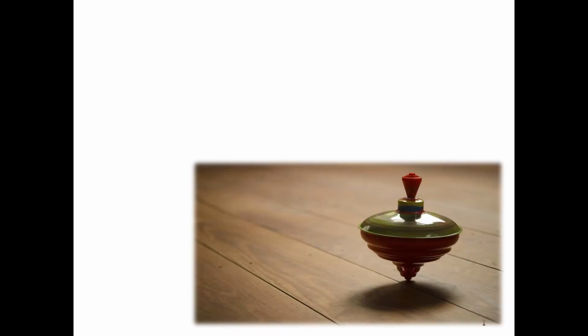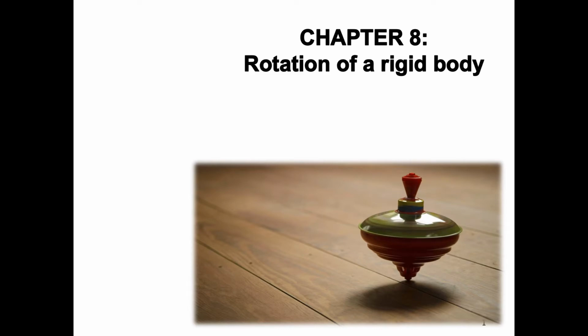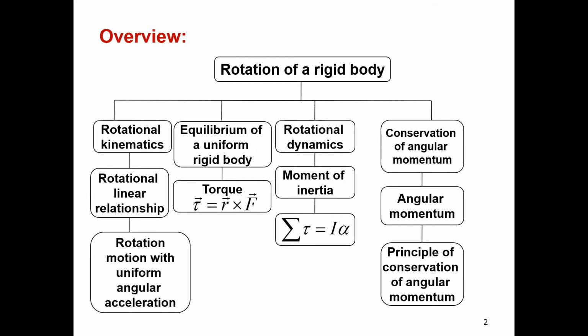Chapter 8, Rotations of Rigid Body. An overview for rotations of a rigid body. There are 4 subtopics that we're going to cover under this chapter, where the first one is rotational kinematics. In rotational kinematics, we're going to learn rotational linear relationship and rotational motion with uniform angular acceleration.